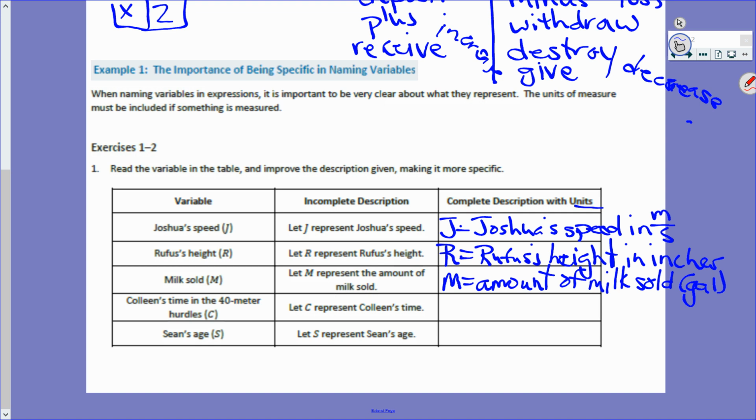Colleen's time in the 40-meter hurdles. That gives us a really big clue. So C is representing Colleen's time. What would be more specific, Aiden? Seconds, minutes, or hours. So 40 meter, what do you think it should be? Seconds. 40 meters is like from my wall to this wall. It's not very far. So in this case, C is Colleen's time in seconds.